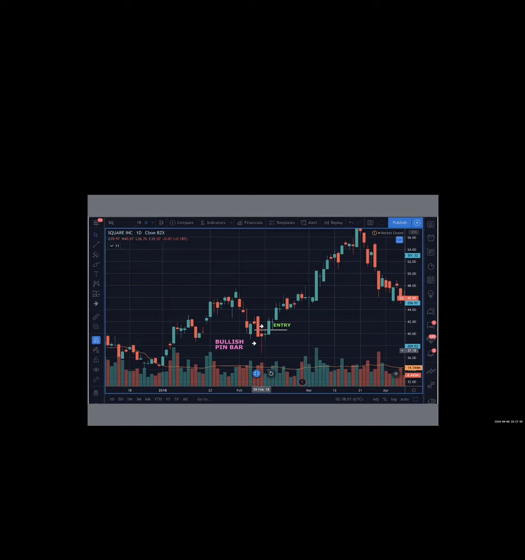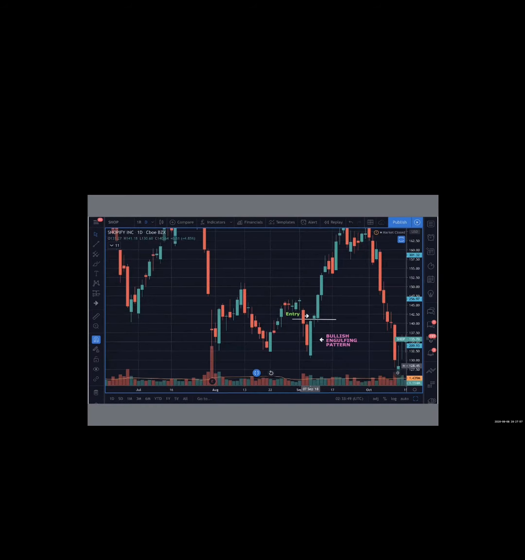Now, granted, it could break out the next day because that does happen. Let's see if we see a pin bar on here. Nah, we don't see a breakout pin bar here. But it can happen on the second day, but if it doesn't, it'll be the third day. And then here, like I said, Shopify, we have a bullish engulfing pattern at the support, and then we enter 15 cents above the high, and it goes.